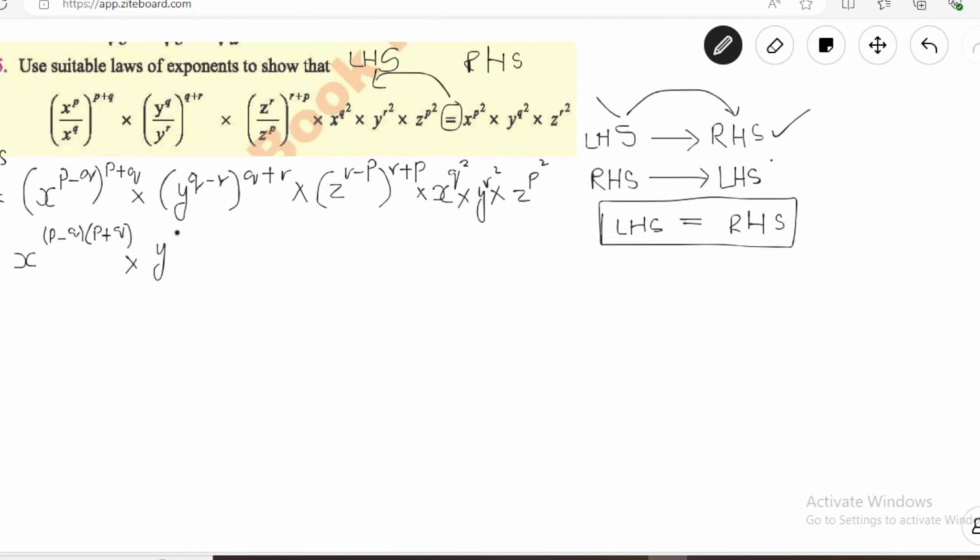So y raised to the power q minus r into q plus r, and as we haven't mentioned any sign between these two groups, it means they are being multiplied. The same thing happens here: z raised to the power r minus p into r plus p. And the remaining things will remain as they are because there is nothing to do here. This will be x to the power q square, times y raised to the power r square, times z raised to the power p square.